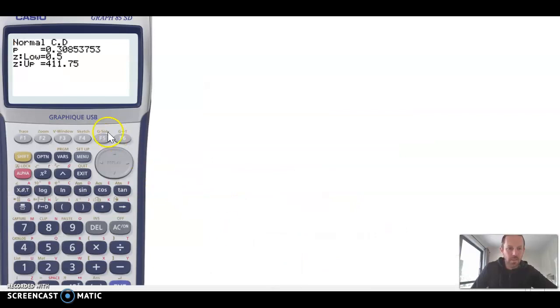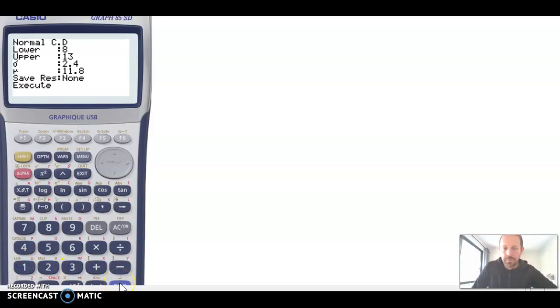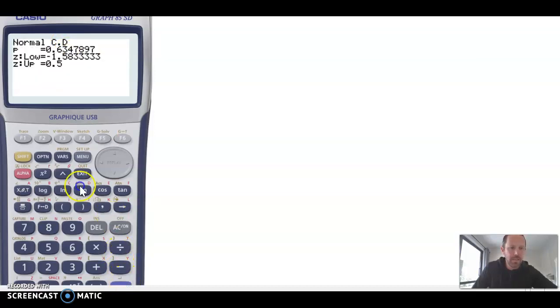Between 8 and 13, all you do here is make the lower 8 and the upper 13. Execute. Have a guess. I'm guessing about 40%, because it maybe a bit more, maybe 50%, because it sort of straddles the mean. The mean is 11.8, so the majority of people sort of fall between 8 and 13. Execute. Oh, 63%. By the way, at the moment, actually forever, just ignore these z-scores. I'll talk about z-scores in another lesson, but all you're looking at is the probability, this line here.